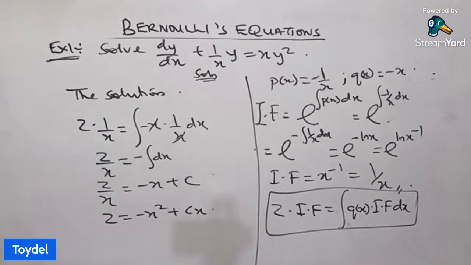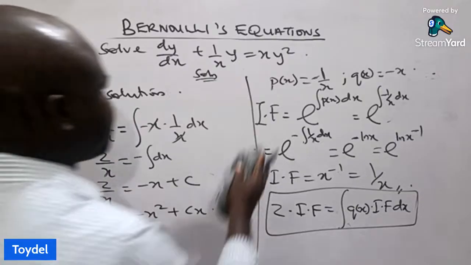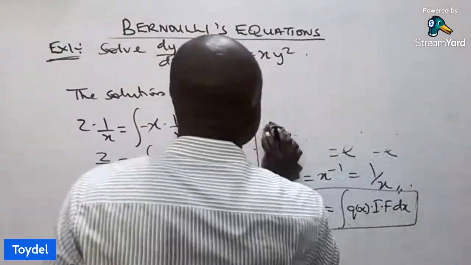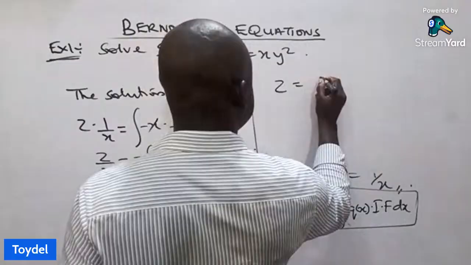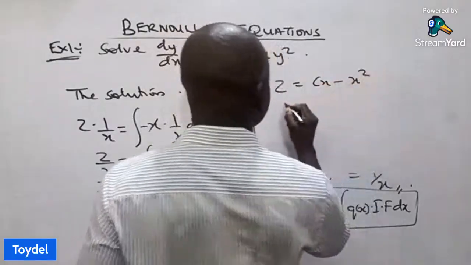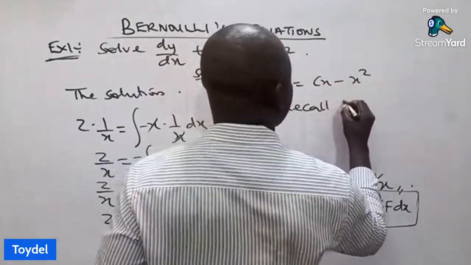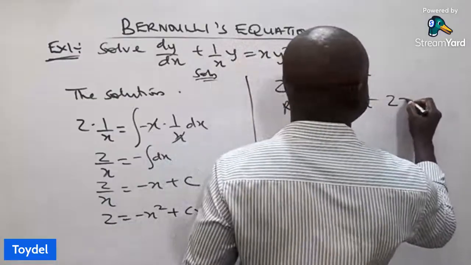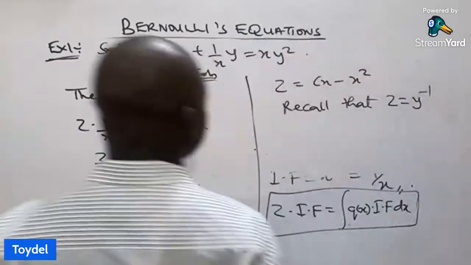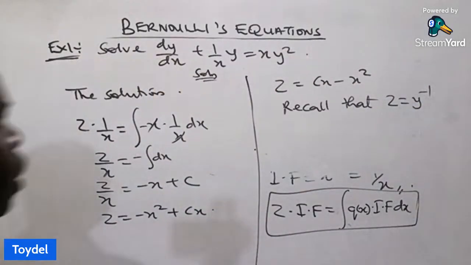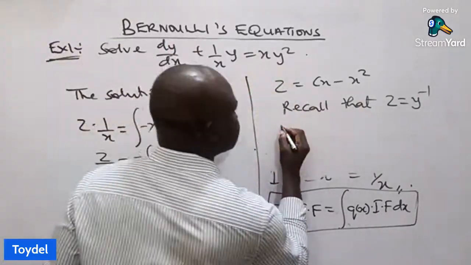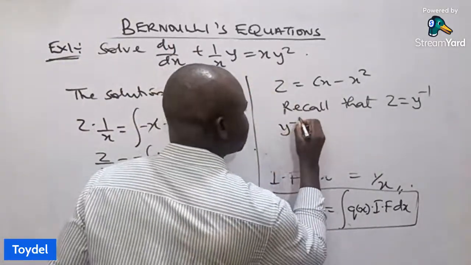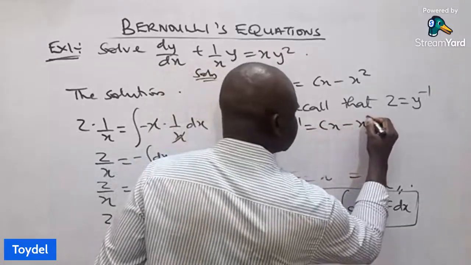But the question is given in terms of x and y, not z. So we say z is equal to cx minus x squared. We recall that z is equal to y raised to the power minus 1, which is the same thing as 1 over y. If we substitute back, because the question is given in terms of dy dx and not z, we say z is equal to y to the power minus 1 is equal to cx minus x squared.